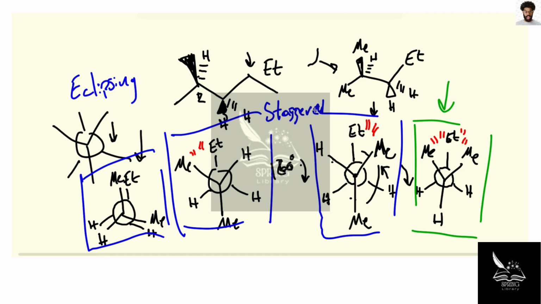So the answer to this question depends on whether you should give a staggered conformation or an eclipsing. Eclipsing are often ignored because they're so unstable that the molecule will spend very little time in this eclipsing conformation.